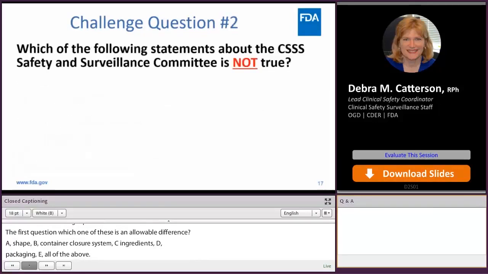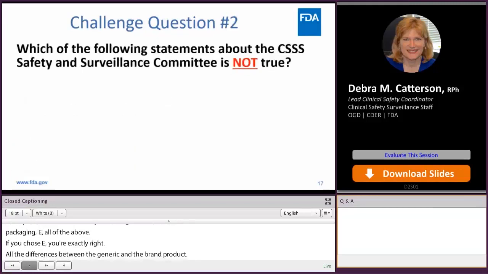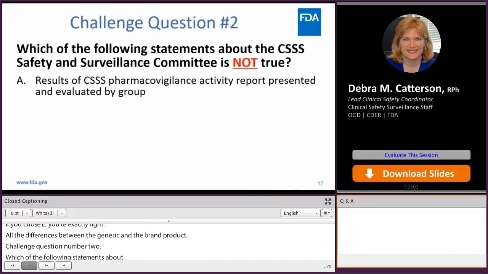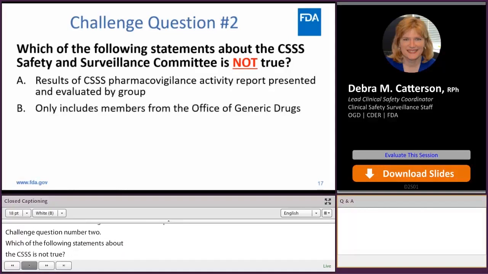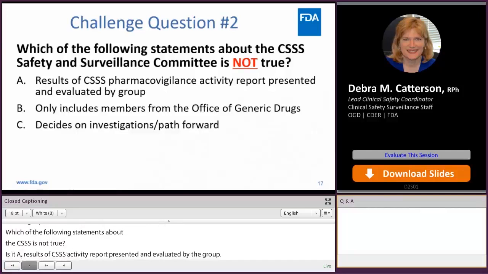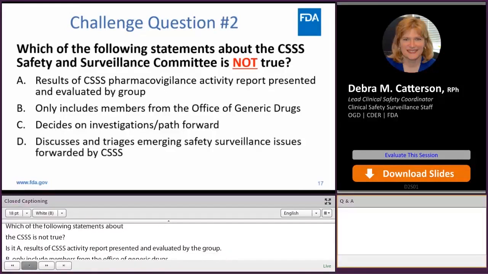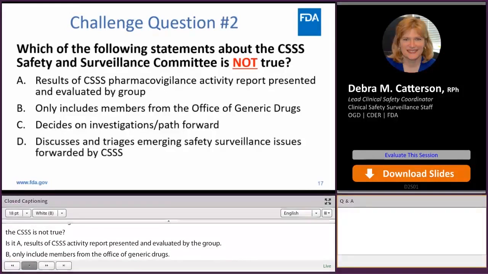Challenge question number 2. Which of the following statements about the CSSS Safety and Surveillance Committee is not true? Is it A, results of CSSS Pharmacovigilance Activity Report are presented and evaluated by the group? B, only includes members from the Office of Generic Drugs? C, decides on investigations and a path forward? D, discusses and triages emerging safety surveillance issues forwarded by the CSSS?